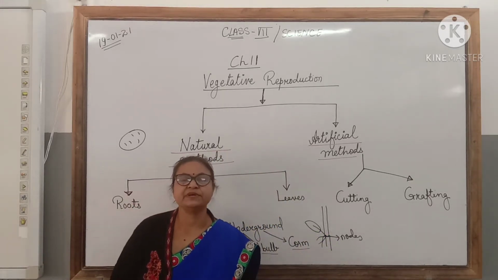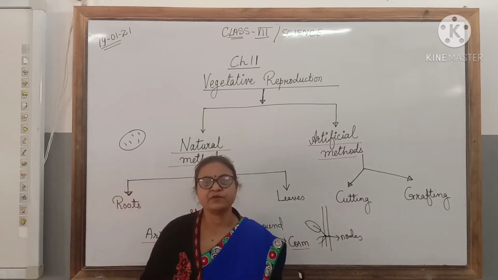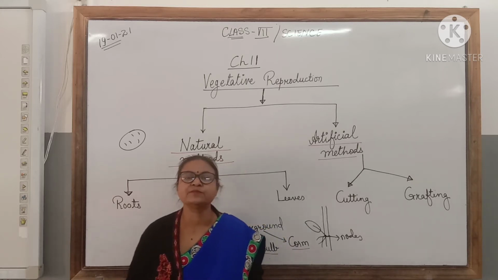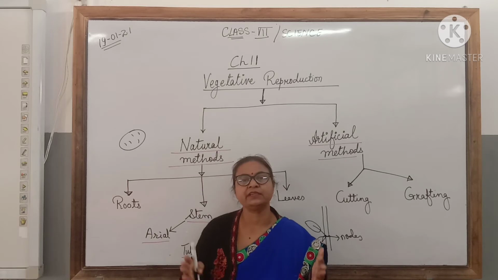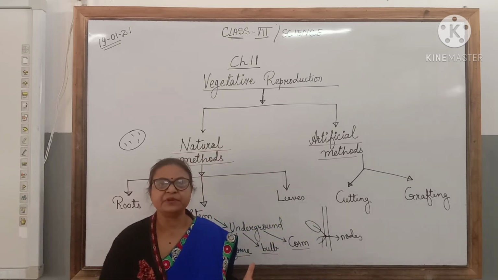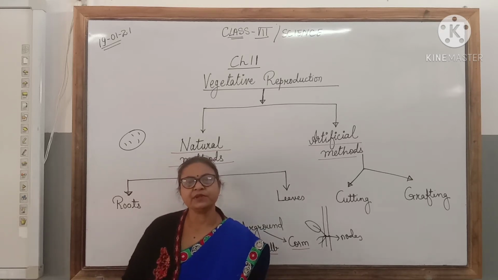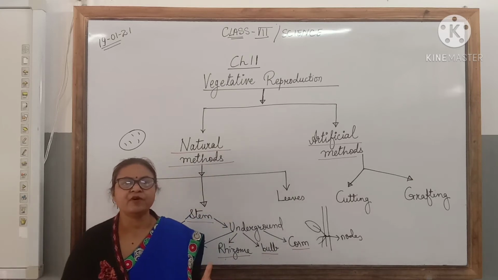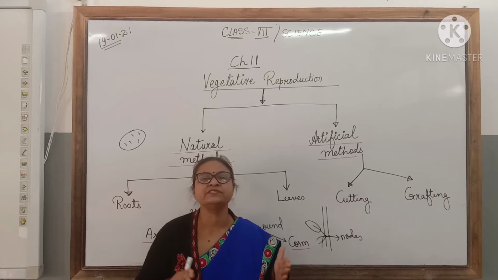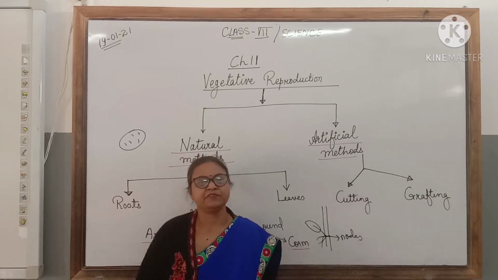We are doing chapter number 11, reproduction in plants. Children, we have studied about different modes of reproduction. In that, we have already discussed about asexual reproduction in lower plants. In that, we have studied about budding, fragmentation and spore formation. Higher plants also reproduce asexually with the help of vegetative parts. Vegetative parts are root, stem and leaves, whereas flower is the reproductive part of the plant.